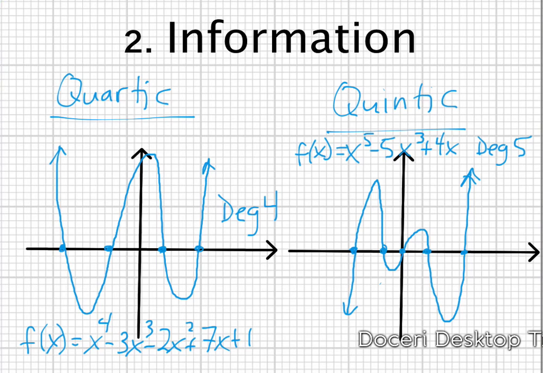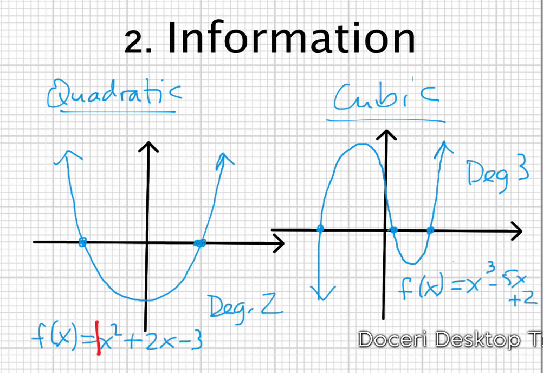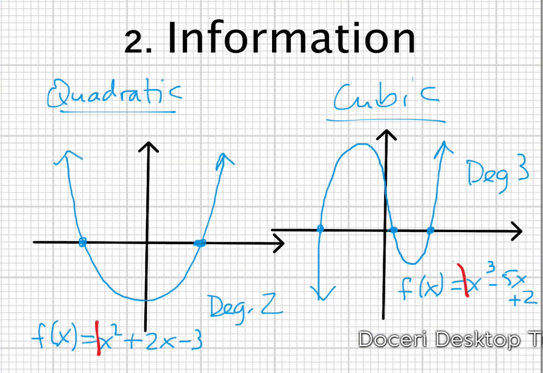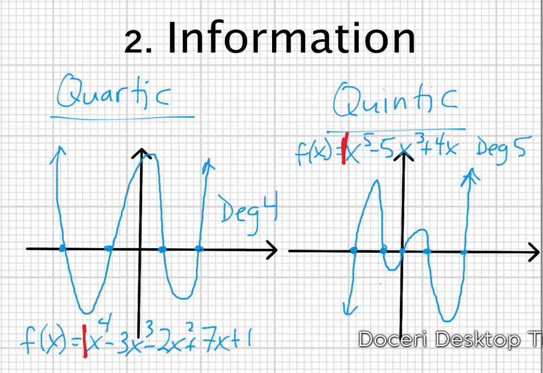The leading coefficient is the number in front. Here I have a 1. Here I have another 1. Here I have a 1 and 1. They're all positive 1. Here I have a positive 3 halves. You'll notice if it was a negative 3 halves, my line would go like that instead. But we have a positive. So they all take this form if they're positive. If they're negative, you just flip it.